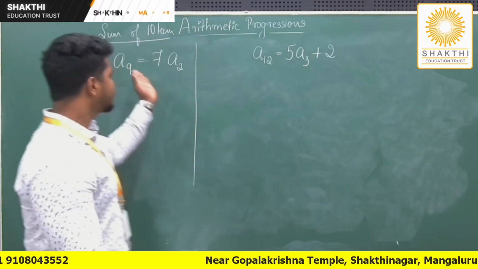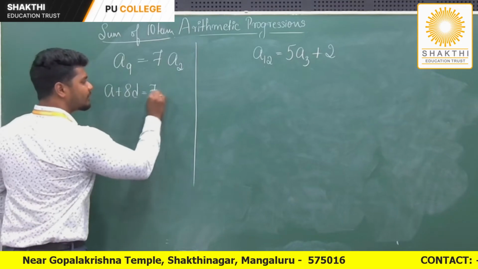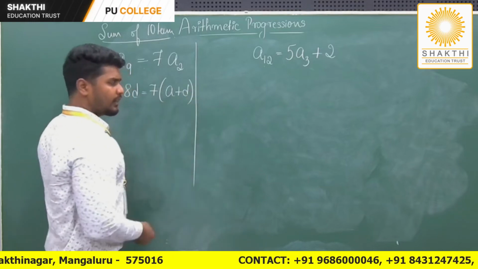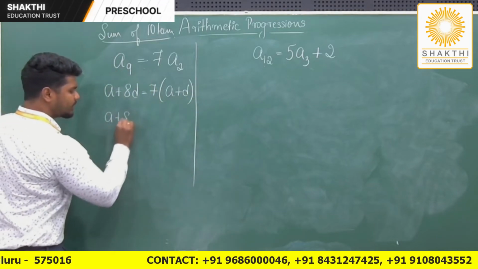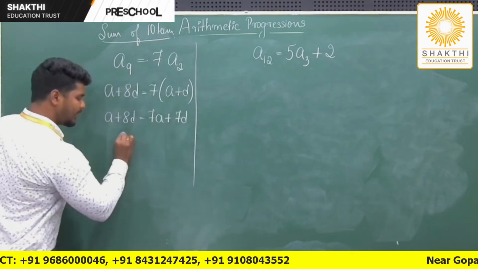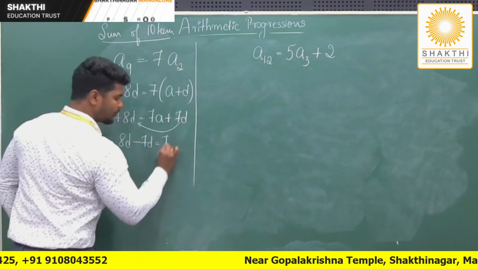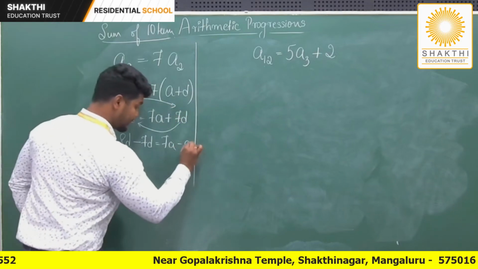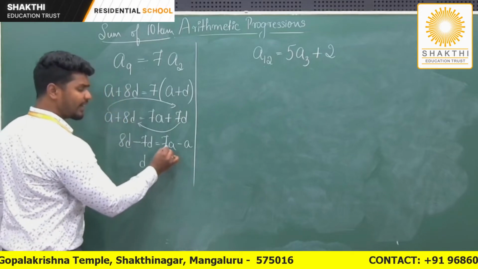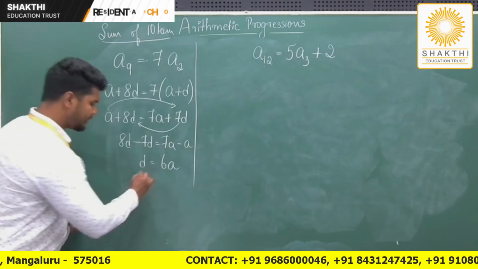In the same way, the ninth term is written as A plus 8D is equal to 7 times the second term. You know how we write the second term, that is A plus D. Expanding, it is A plus 8D is equal to 7A plus 7D. I can say 8D minus 7D equals 7A minus A. 8D minus 7D is 1D, equal to 7A minus A, which is 6A. So D is equal to 6A is our first equation.